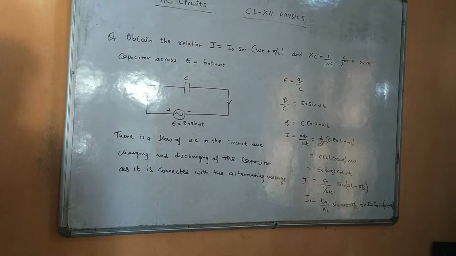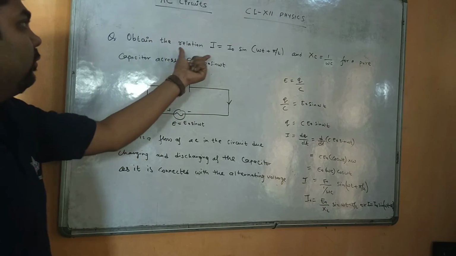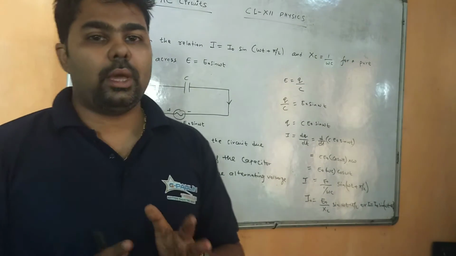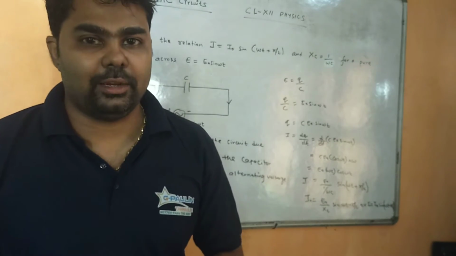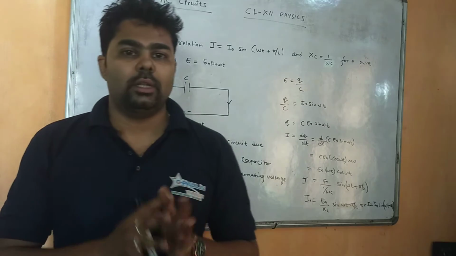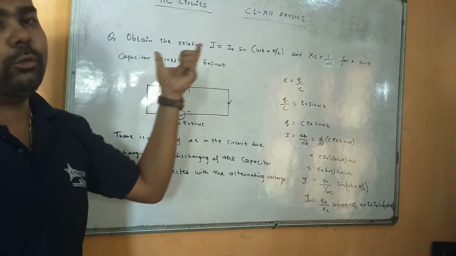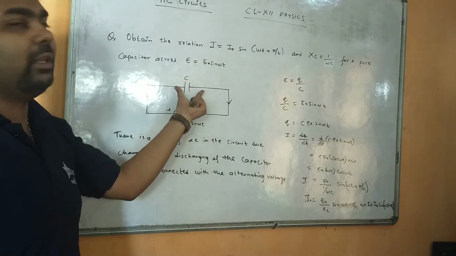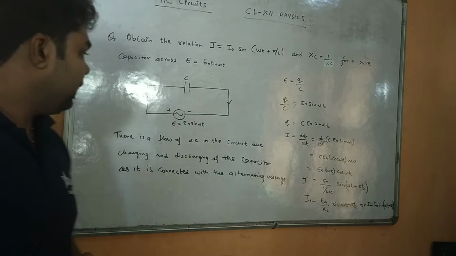This is the next derivation of the AC circuit, that is, obtain the relation I equals I naught sine omega t plus pi by 2. Or we can say we have to prove in this question that current is leading and voltage is lagging. Like in the inductive circuit we have seen that current is lagging and voltage was leading, right? So we will be proving that if an alternating voltage, that is E equals E naught sine omega t, is connected with a capacitor, the current will lead, right?